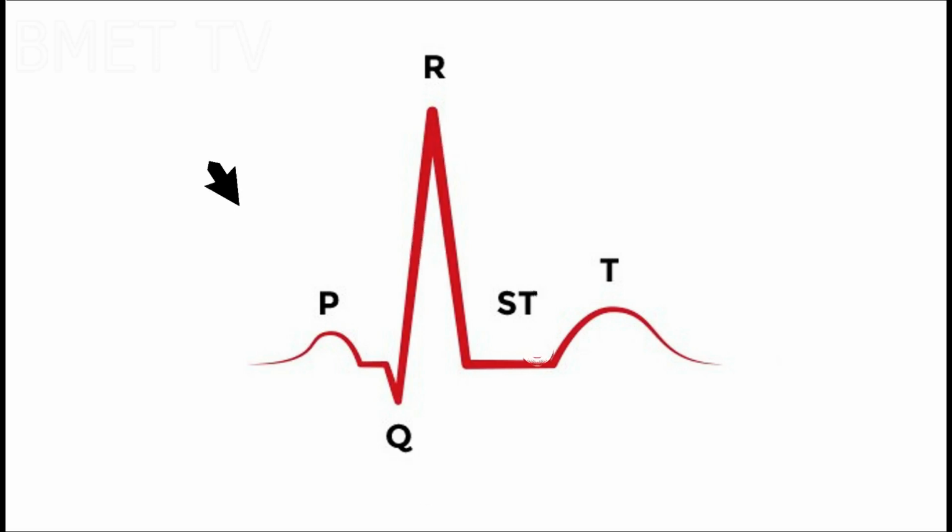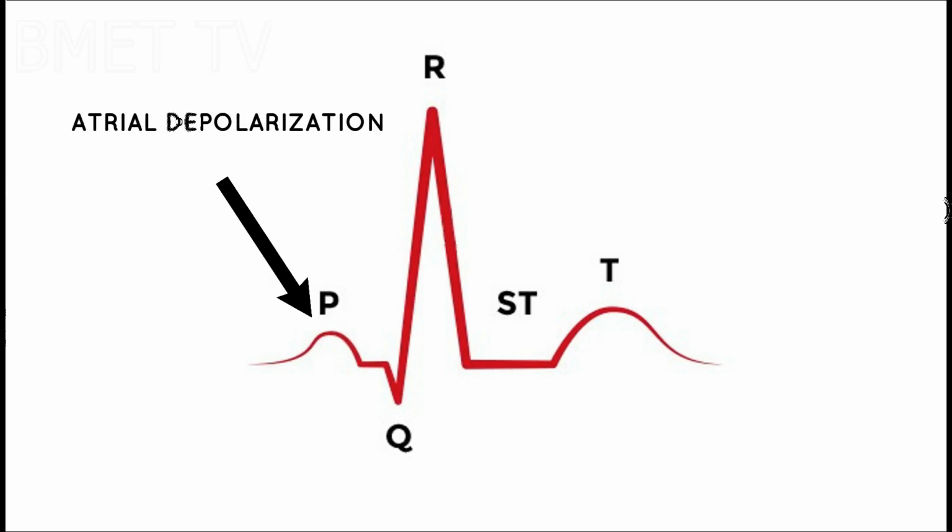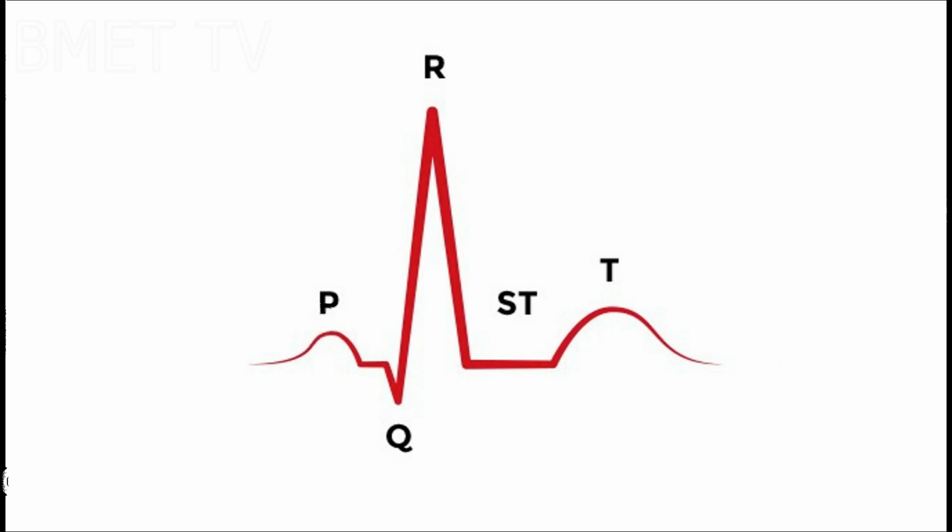First is the P wave. The first little hump or bump you see is known as the P wave. The SA node is responsible for this. The P wave represents atrial depolarization.